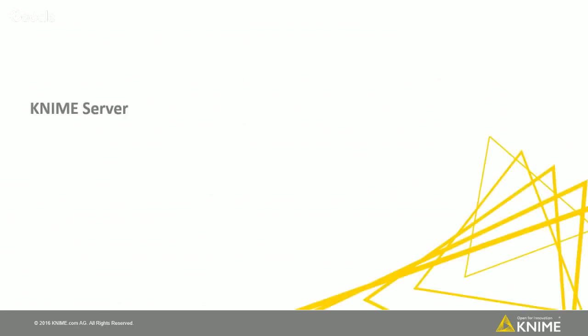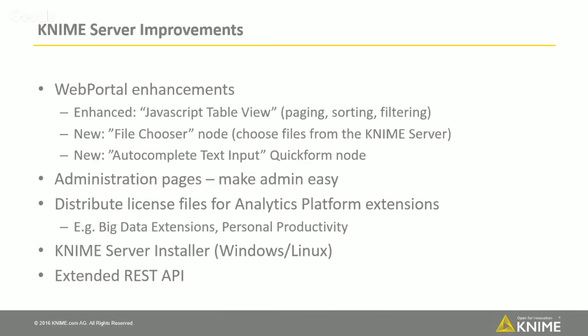So moving on to the KNIME server, I'm going to focus on these 5 key points. So the web portal enhancements we've made, including JavaScript table view, file chooser, autocomplete. Then we're going to move on to the administration pages to make your admin easy, distributing license files for the advanced analytics platform, extensions, such as the big data extensions and personal productivity, the KNIME server installer, and a very short bit on the extended REST API.